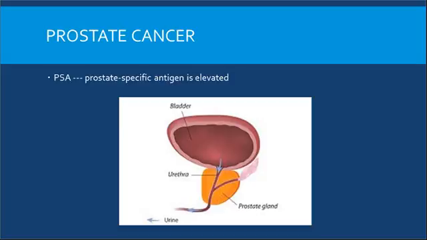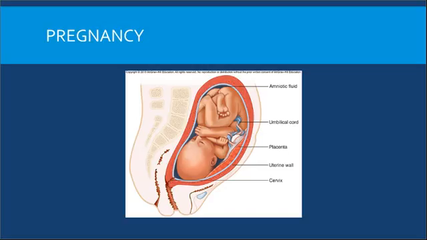Moving on to pregnancy. The placenta is the organ of exchange between the mother and the embryo. Blood rich in oxygen and nutrients is transported from the placenta to the fetus in an umbilical vein within the umbilical cord. The placenta produces the hormone HCG, which signals the corpus luteum to increase in size and release large amounts of estrogens and progesterones.